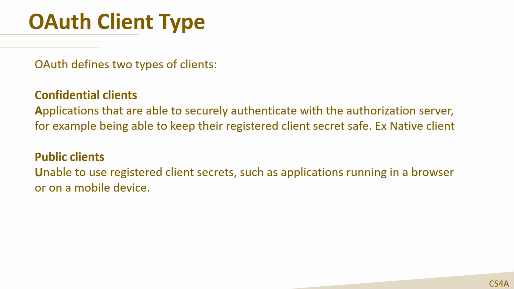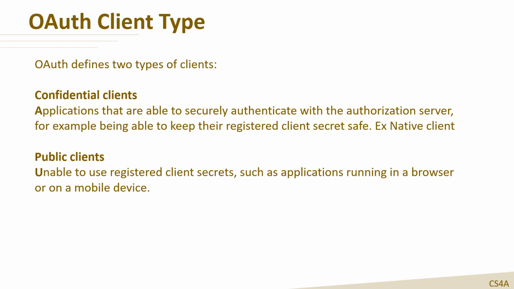So in OAuth we have two types of clients: a confidential client and a public client. A confidential client is one where the application has a secure authentication with the authorization environment. In the sense that it is able to protect the access token and refresh token within the client itself, and it does not expose them to outsiders. A simple example is a native client. If you have a desktop application, that is considered a confidential client because we can securely store the token in that application itself.